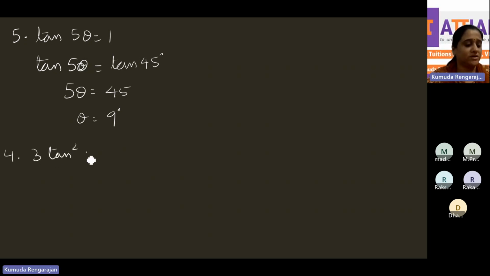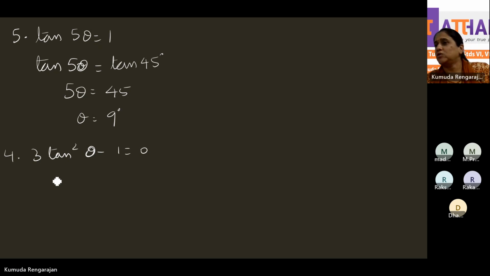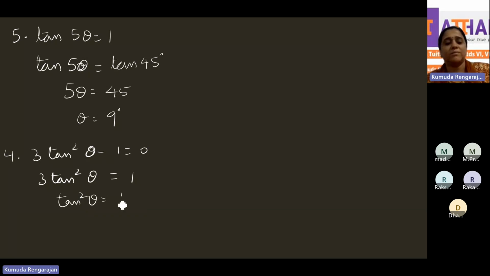3 tan squared theta minus 1 is equal to 0. Yeah, Krishmi. I'll tell you the value. Just tell me how to work this. Fast. 3 tan squared theta, okay, take it to the other side, is equal to 1. Then tan squared theta is equal to 1 by 3.